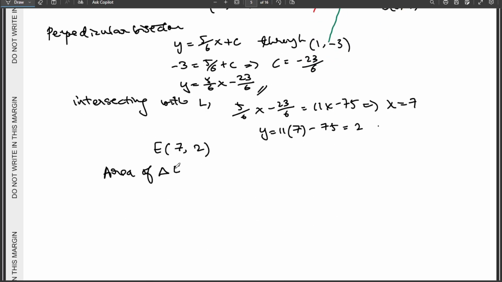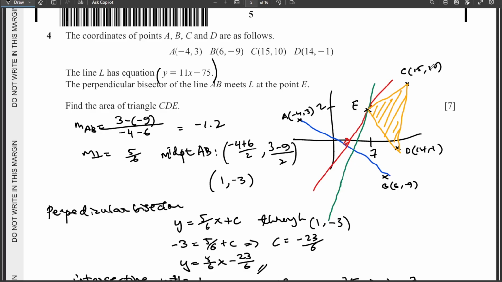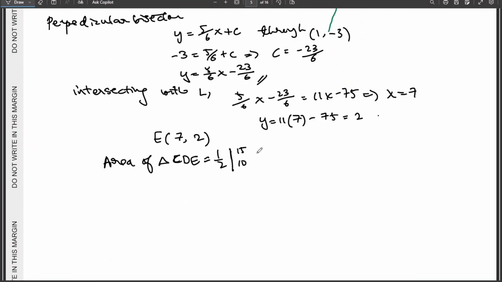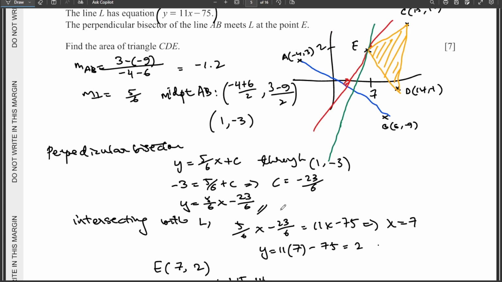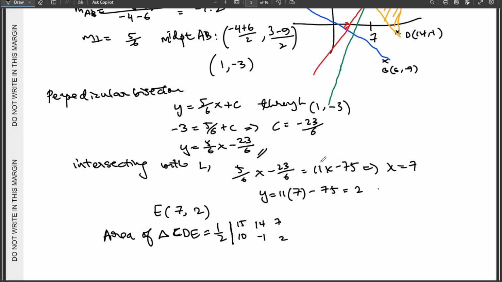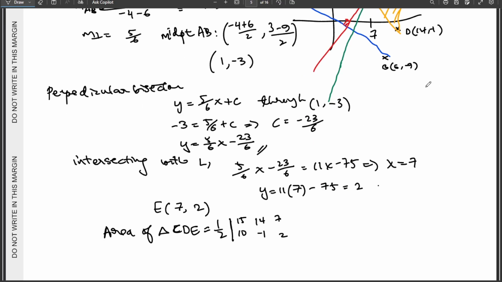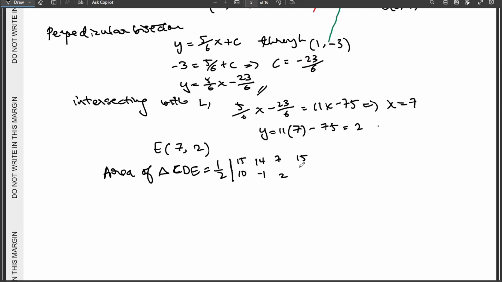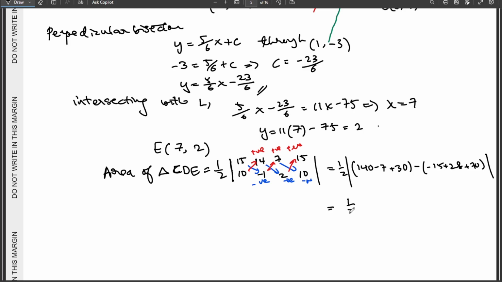Okay, so for the area, you write out half and then the determinant of the three coordinates. So the x coordinate will be on top, y coordinate on the bottom. Then going on to the next coordinate, then point E, which is 7, 2. When you're doing this method, please make sure to go back to the original coordinate, which is 15, 10. And this modulus or determinant disregards the negative value. Going down, you multiply and take the negative. Then going up, multiplying is positive. Okay, simplifying, you should be able to get 80, and then the area will be 40 units squared.